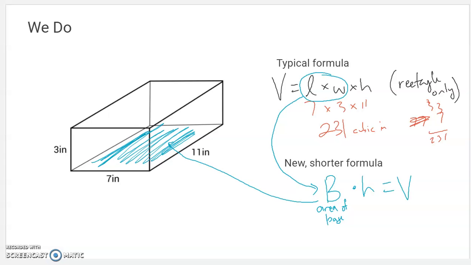And the reason I care about that is that this formula only works for rectangular prisms, only. This formula works for any prism, so anything that has two like bases and rectangle sides. So in that case, this one, the area of the base, 7 times 11, that's going to give you the area of the base. The area of the base is 77, then times 3 for the height. And that'll give you the volume, which is still going to be 231 cubic inches.